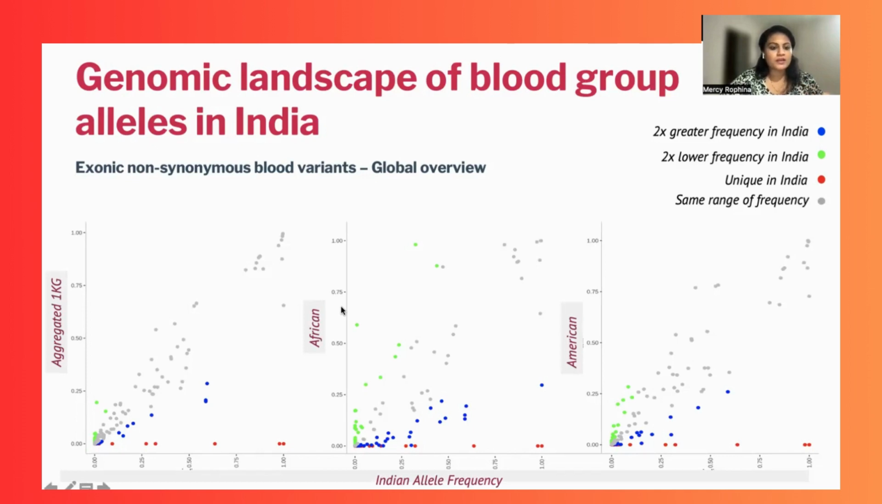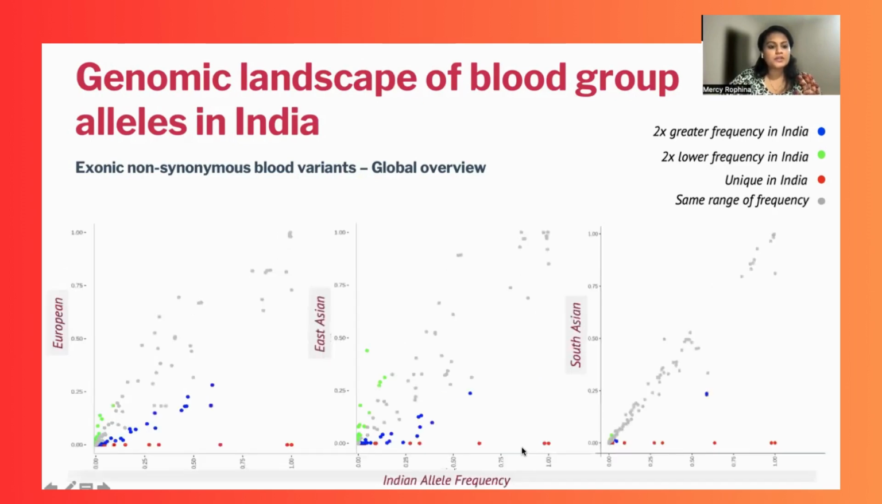In this panel, we have compared it with the overall 1000 Genomes data set. We have compared it with the Africans. We have compared it with the Americans. The x-axis shows the frequency of those variants in the Indian population, and the y-axis shows the frequency in the population we are comparing it to. In this panel, we can see that the variant frequencies are very diversely distributed. No distinct similarity is noticed with the Indian population when we compare it with either the African population or the American population.